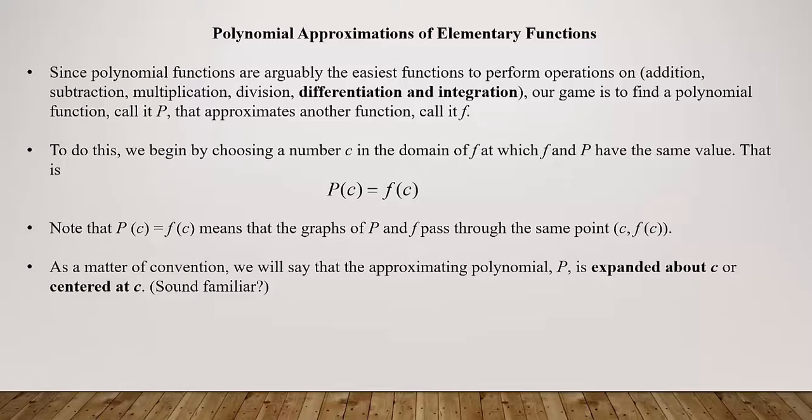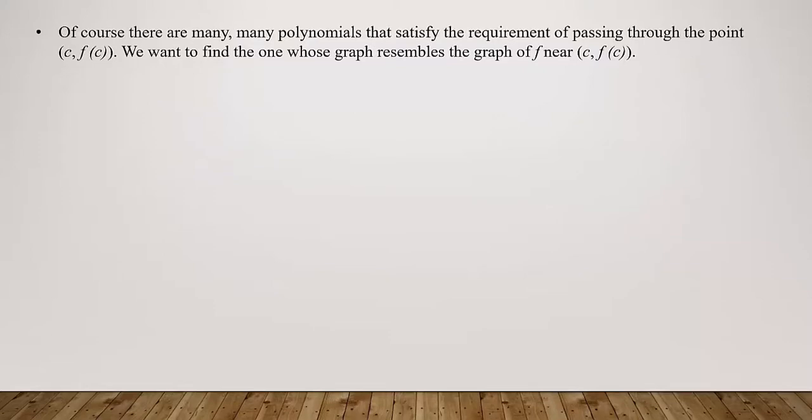Does that sound kind of familiar? It should. Now, of course, folks, there are many, many polynomials that satisfy the requirement of passing through the point (C, f(C)). For example, if you just consider the function e to the x and say we're looking at the point (0, 1), we're expanding about the value 0. If you look at the graph of e to the x, there are many, many polynomials that you could graph that pass through the point (0, 1) on the graph of e to the x.